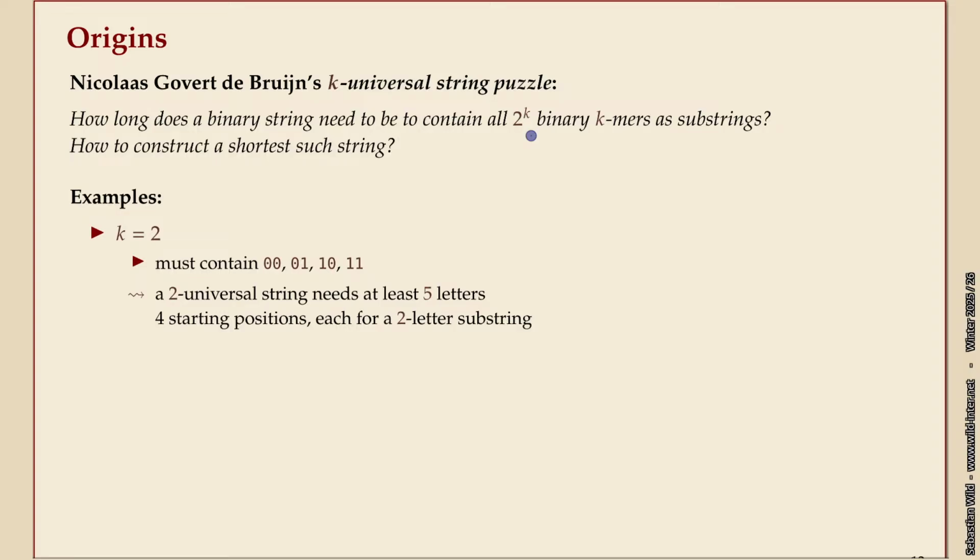Fair enough, it's a math puzzle. And certainly there is such a string. You can just concatenate all the 2 to the k strings. So an upper bound, very clearly, is 2 to the k times k, right? Write them all one after the other.